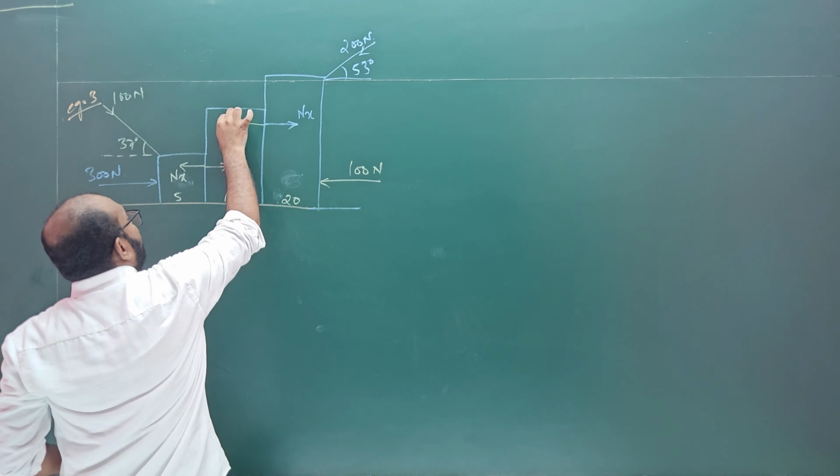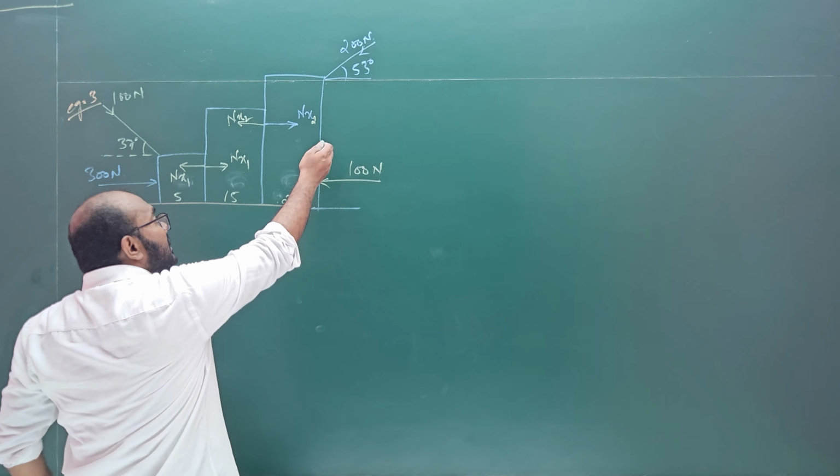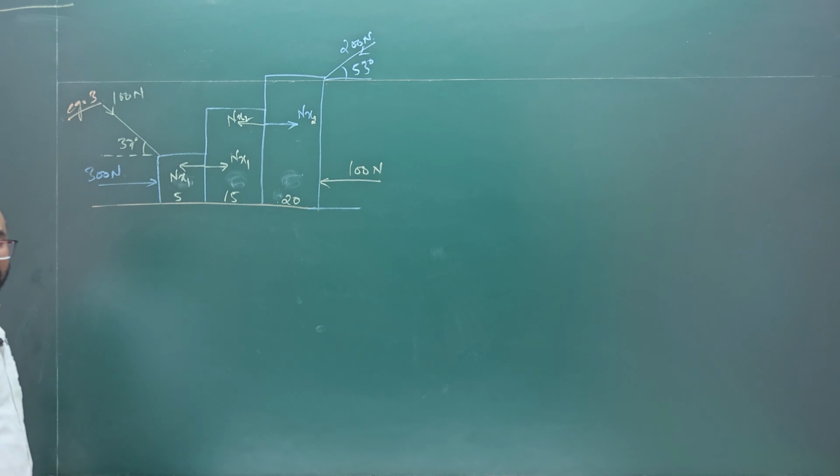Yes, very good. They will definitely have different values. So let us say this is your NX1, this is your NX2, and this is your NX2. Why? What is the main reason? Two different amounts of force are acting on this. On body A, 300 Newton is acting, and on body C, 100 Newton of force is acting. So this normal and that normal will be different.